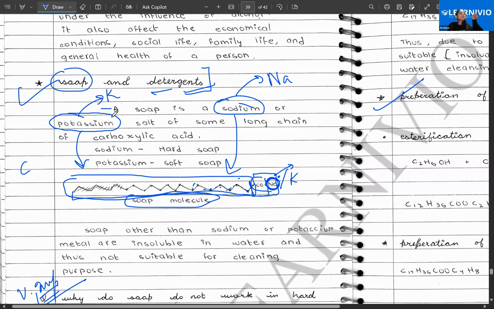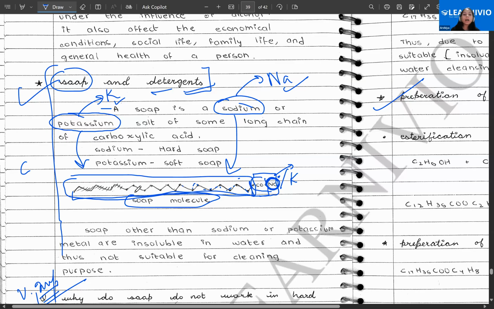So what I was saying was, why potassium and sodium only? Because they are water soluble. If we want to use a soap or detergent, we need it to be soluble in water, right? Otherwise it won't be able to clean. Other metals are usually insoluble in water, whereas sodium and potassium can be easily dissolved. So that's why we use them for making soaps and detergents. This was a little intro about soap, what metals we are using and why.